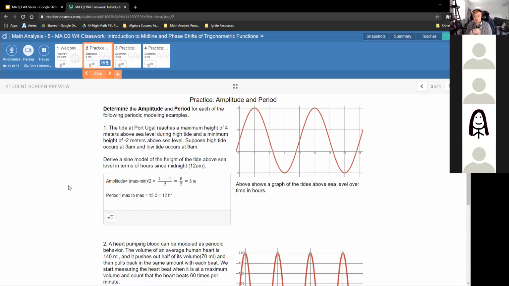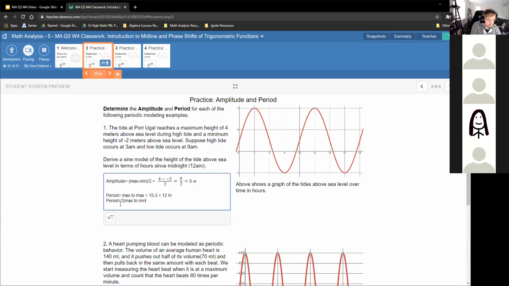Did anyone find the period differently than this? Yeah, Millie, how did you find period? I use 9 minus 3 equals 6, and 6 times 2 equals 12. You said 9 a.m. minus 3 a.m.? Ooh, yeah, so you said that period is equal to twice the distance from a maximum to a minimum.